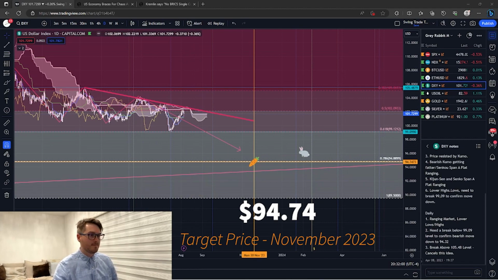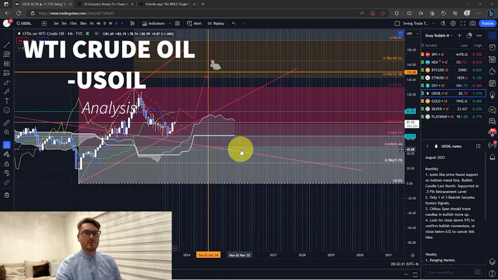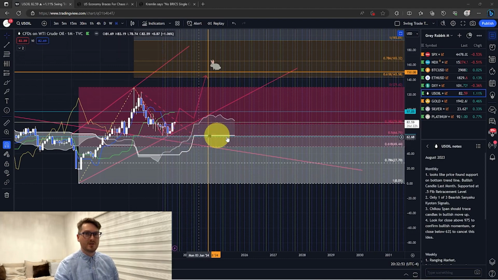$94.74. Okay guys, we're here on US oil on the monthly chart, and it looks like price found support here on this trend line. We had a bullish candle last month that closed above the Tenkan-sen. And if you see this pink, this is the Fibonacci retracement that I drew based off of this impulse wave up. It looks like price was supported here at the 0.5 Fibonacci retracement level. So this is a nice medium strength trend if we get this N wave to continue up here.